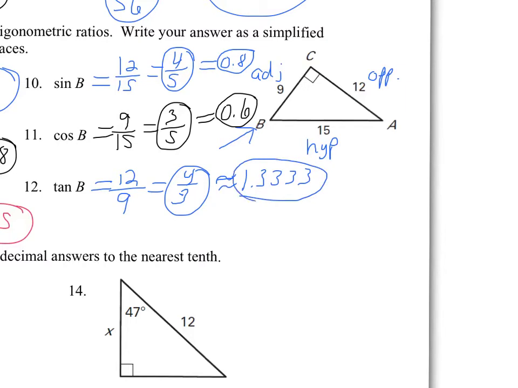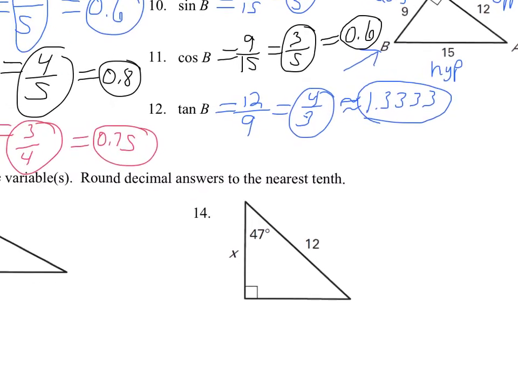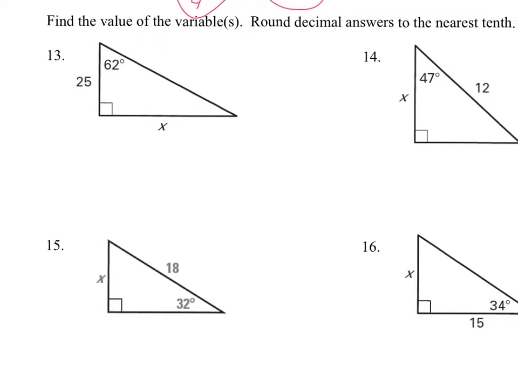Okay, so that's kind of just explaining what sine, cosine, and tangent are. Now let's use those to solve these problems. We can figure out a side or an angle of a triangle. So in number 13, we're going to be looking at this from 62's point of view. So 25 would be the adjacent, x would be the opposite. And this other side over here is the hypotenuse, but we're not going to use that here.